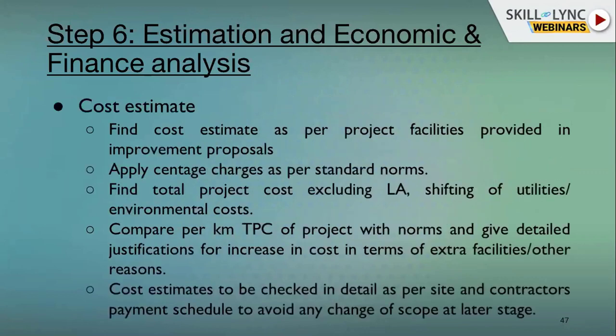Cost estimate: we find out the cost estimate of the project facilities, and apply percentage charges as per standard norms, like how much supervision there will be, and what the overhead will be. Finally we find the cost estimate excluding land acquisition, then add land acquisition and shifting of utilities. Compare this per kilometer. TPC is the total project cost, given with detailed justification for the cost.